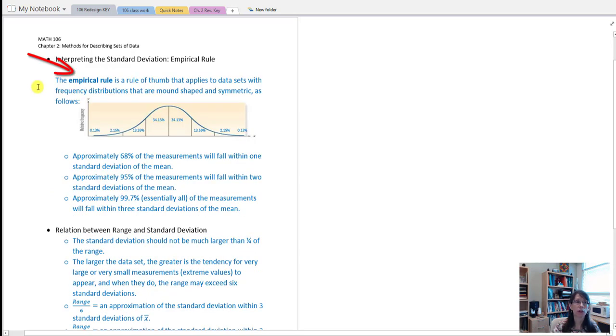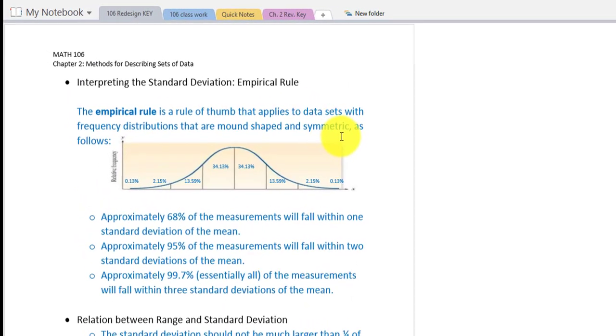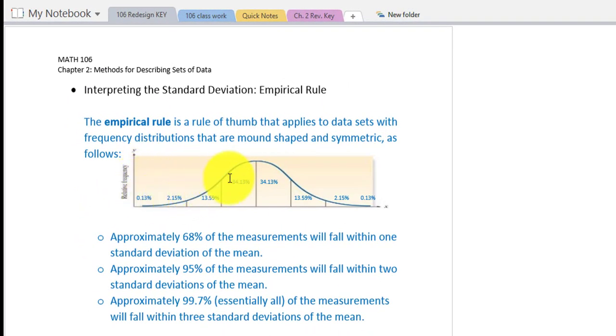Our other rule is the empirical rule. The empirical rule is a rule of thumb that applies to a data set with frequency distributions that are mound-shaped and symmetrical. Here's an example of the mound-shaped symmetrical distribution curve. And I've also included what percent of the data falls within each of the standard deviations from the mean.